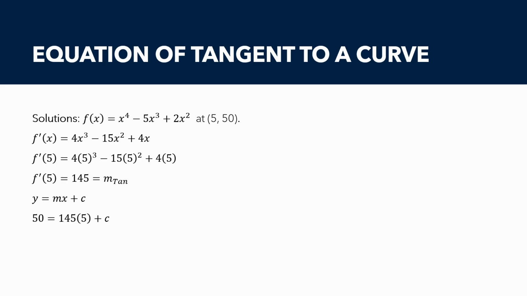I get 50 equals 145 multiplied by 5 plus c, to get a c value that equals negative 675. Now substituting everything back into my original equation, y equals mx plus c, I get y equals 145x minus 675. That's pretty simple. Let's move on.